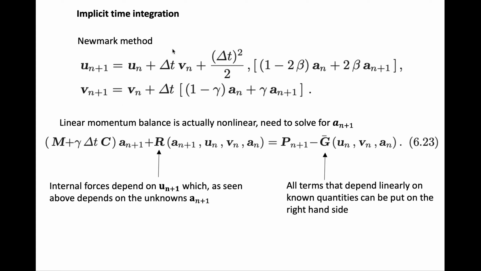So if you plug this into the linear momentum balance, you end up with this equation, where it has been rearranged a little bit. If this gets plugged into the linear momentum balance, then you get some term that multiplies the unknown accelerations, then the internal forces, and note that the internal forces depend on un plus 1, which depends on things that are known, but also things that are unknown, namely the acceleration.